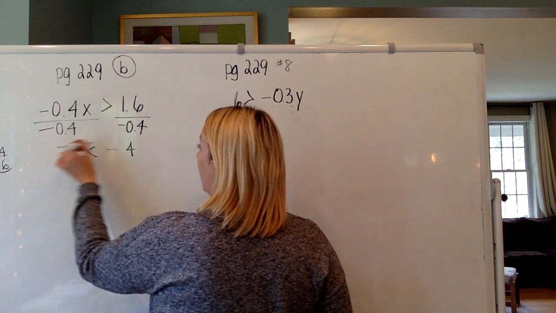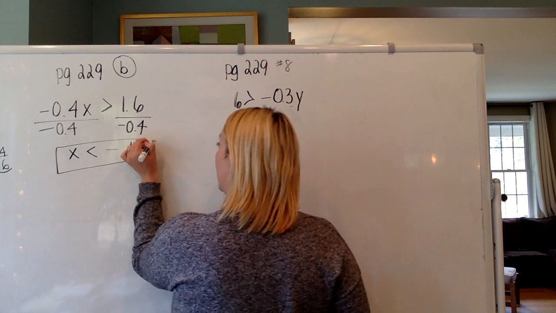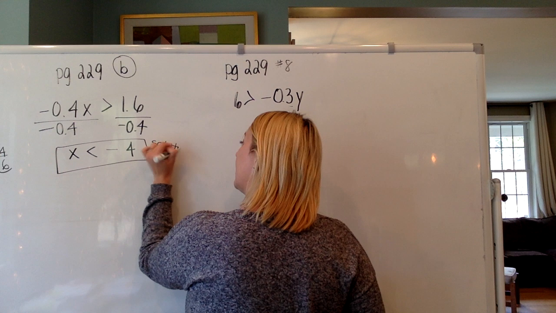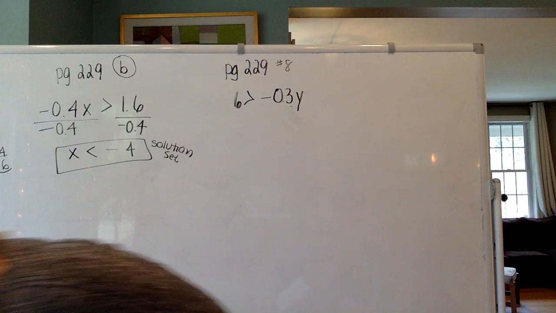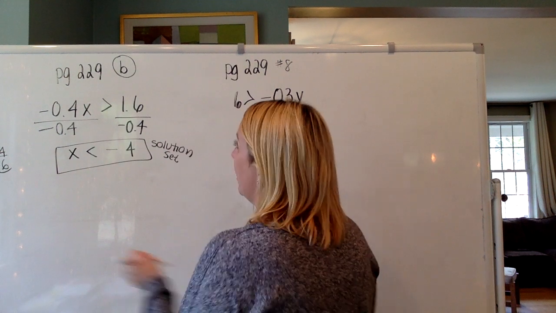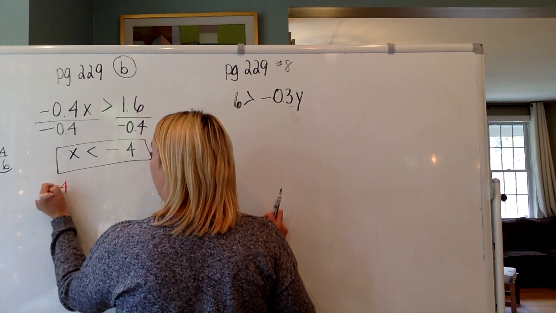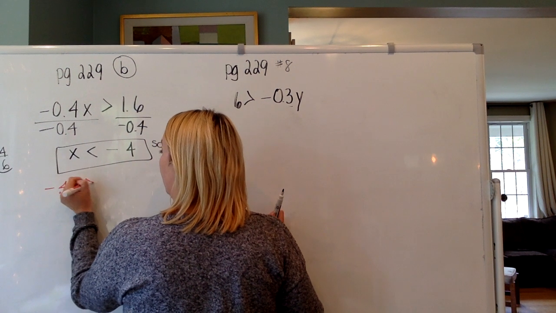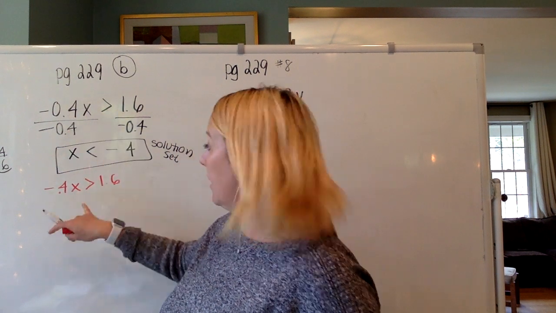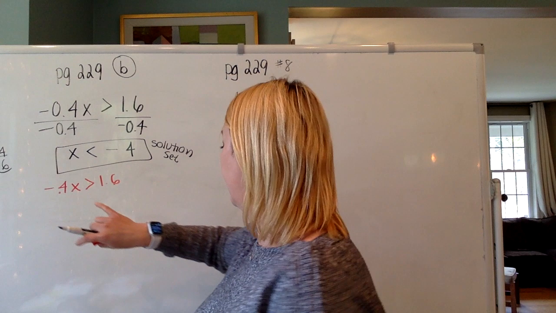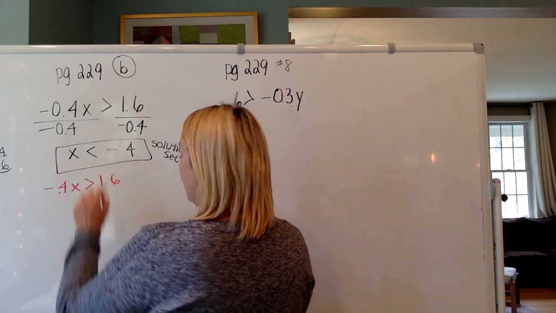So this is our solution set, remember. So we flip the inequality for the solution set. But when we want to substitute just to check our work, we substitute into the original inequality, right? So we substitute into the original inequality when we're substituting. And x has to be less than negative 4.